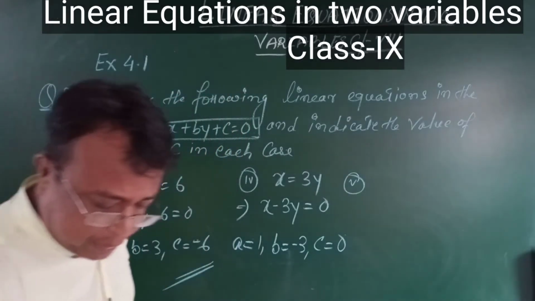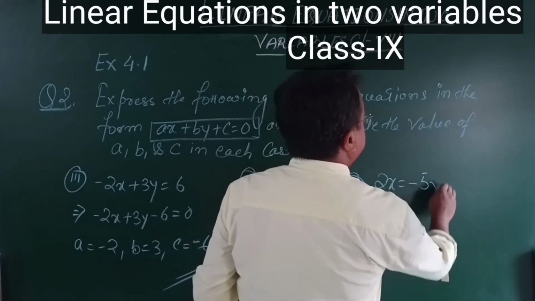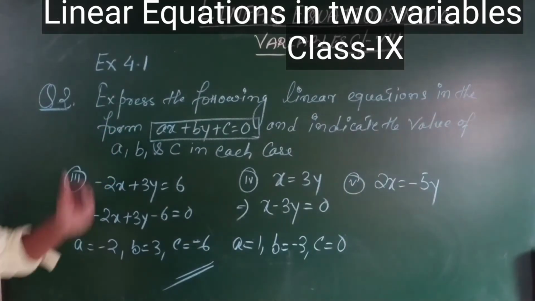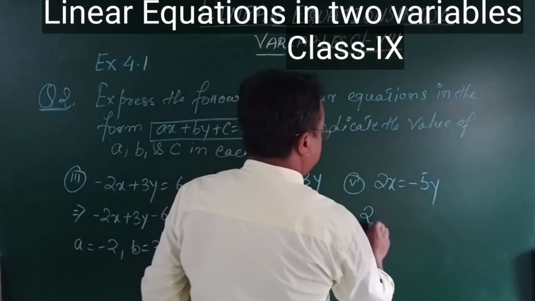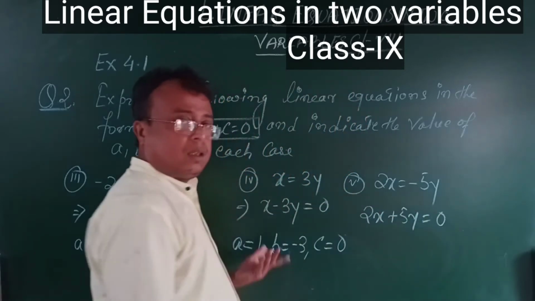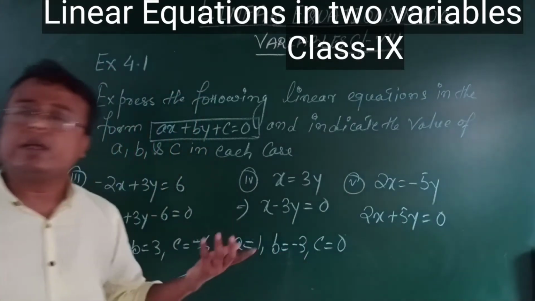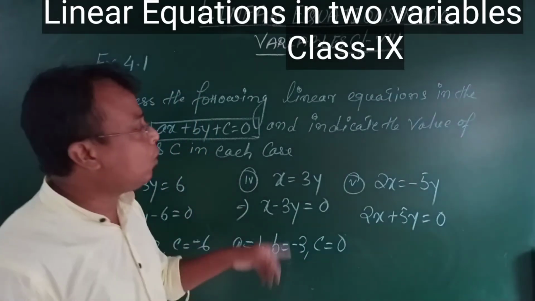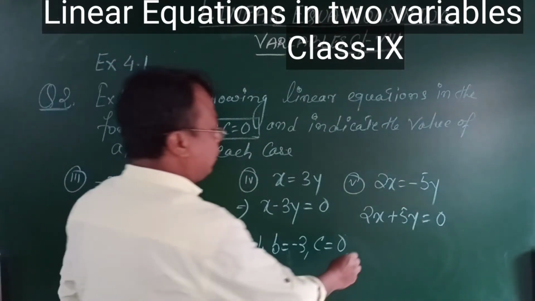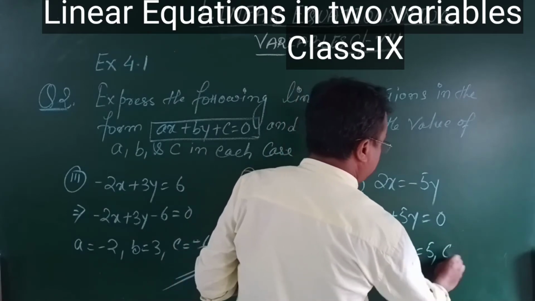Now come to question number 5. It is 2x is equal to minus 5y. This is also not in standard form, so bring it into standard form first. So we can write 2x plus 5y is equal to 0. Here also c is missing. If it is not there, you can write the value of c as 0. So if you compare with the standard form, a is equal to 2, b is equal to 5 and c is equal to 0.